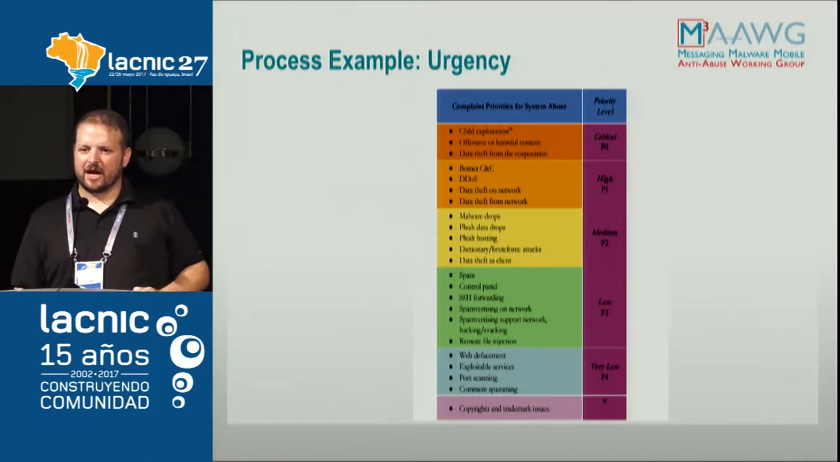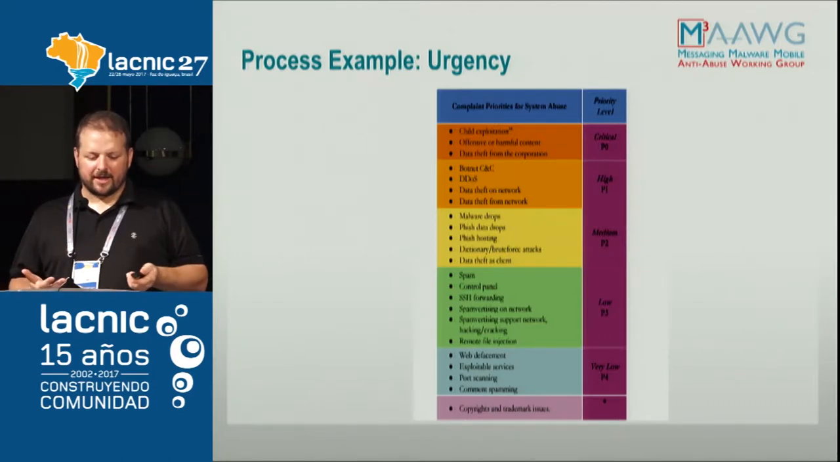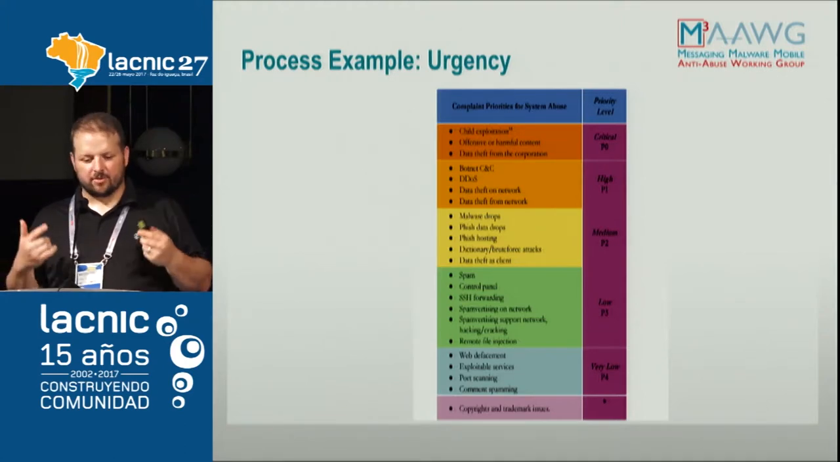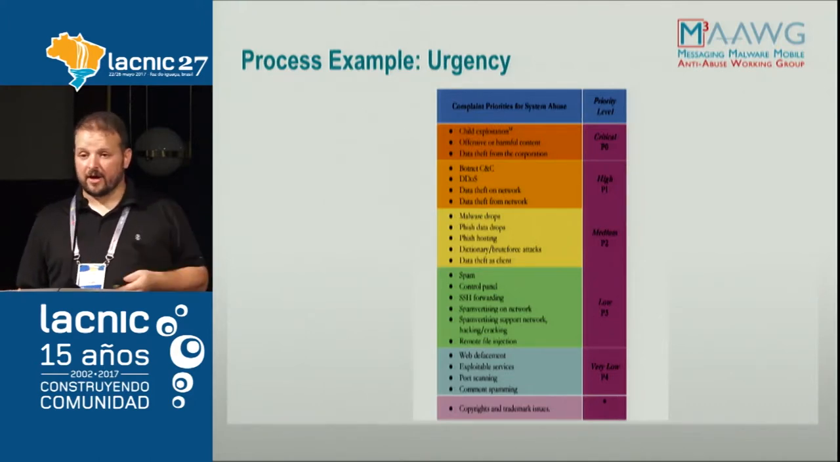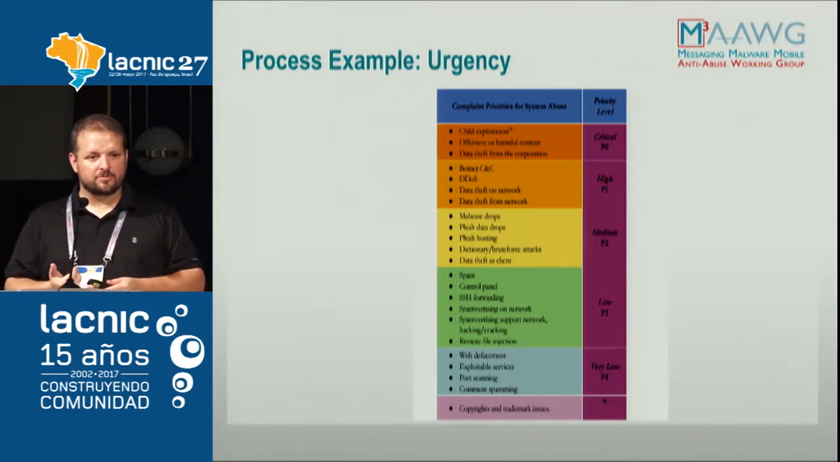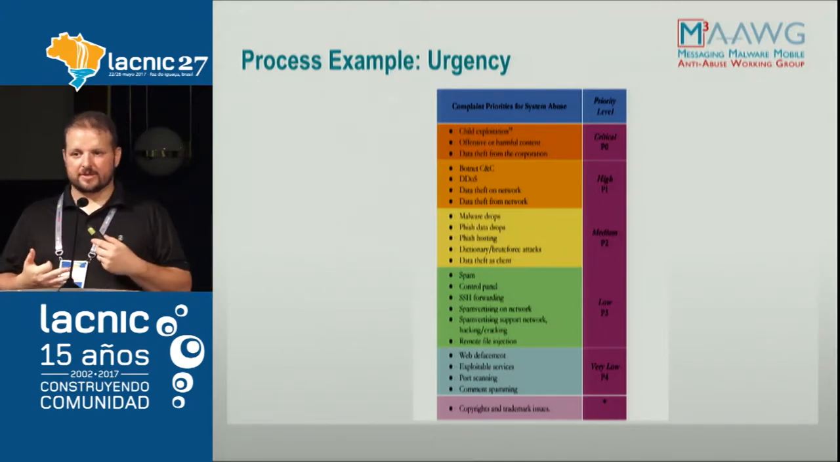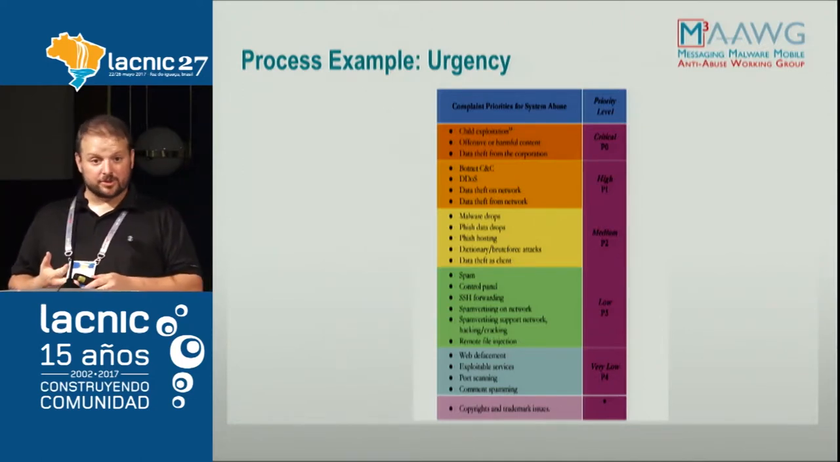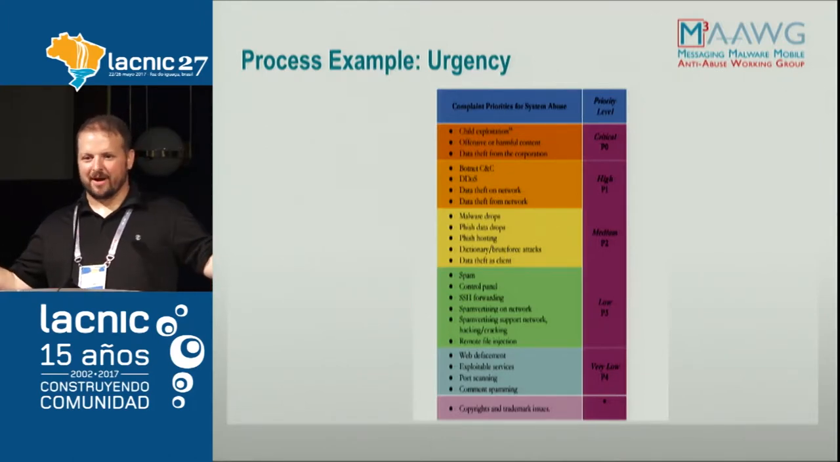I'm not trying to preach the gospel. This is just what we came up with. And what we really have here is what's a critical, what's a high risk, what's a medium risk, what's a low risk, what's very low. At the high risk is child exploitation on your network, an imminent threat to somebody. Your next row down is a command and control server on your network that is connecting all sorts of botnets throughout the world.